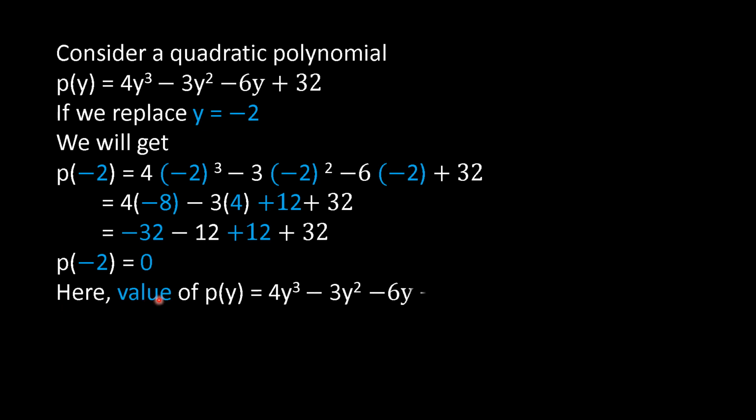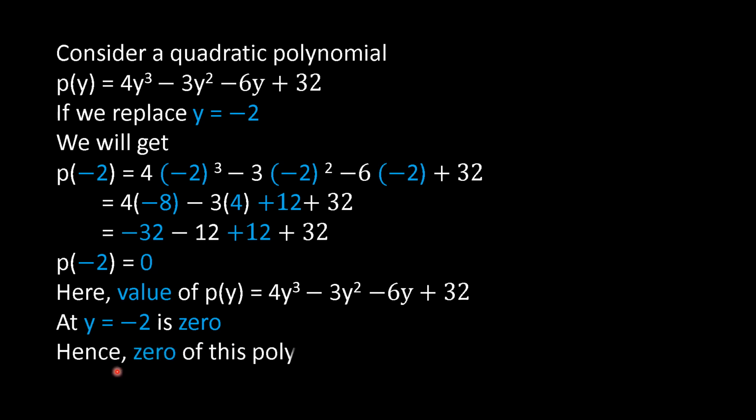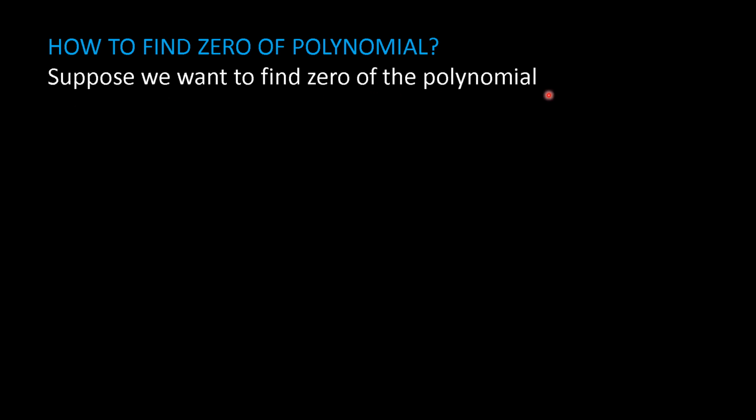Here, the value of p(y) = 4y³ - 3y² - 6y + 32 at y = -2 is 0. Hence, the zero of this polynomial is -2. Now the question is how to find the zero of a polynomial. Suppose we want to find the zero of the polynomial p(x) = 3x + 5, which is a linear polynomial.